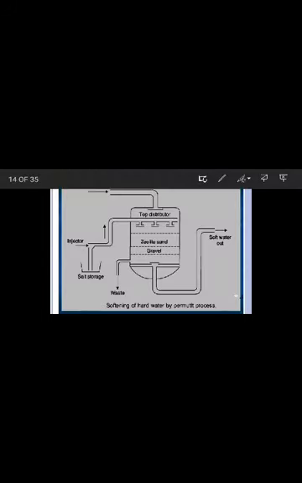Look at this. This is the zeolite process apparatus. Here, when we pass the hard water over the zeolite bed, exchange processes take place. The sodium zeolite is converted into calcium zeolite and magnesium zeolite, and soft water is given out.